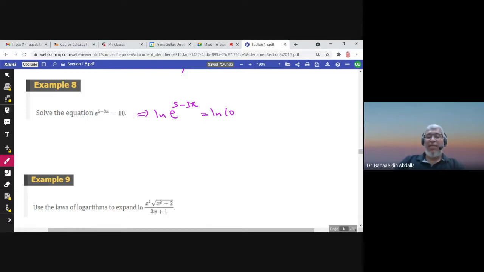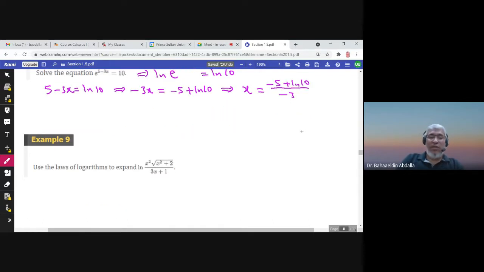Now ln cancels e. So 5 minus 3x would be equal to ln 10. I need to solve it for x. So I'll take 5 to the other side. So negative 3x would be equal to negative 5 plus ln 10. And now x would be negative 5 plus ln 10 over negative 3. And that's the exact answer of x. You can approximate it by the calculator.